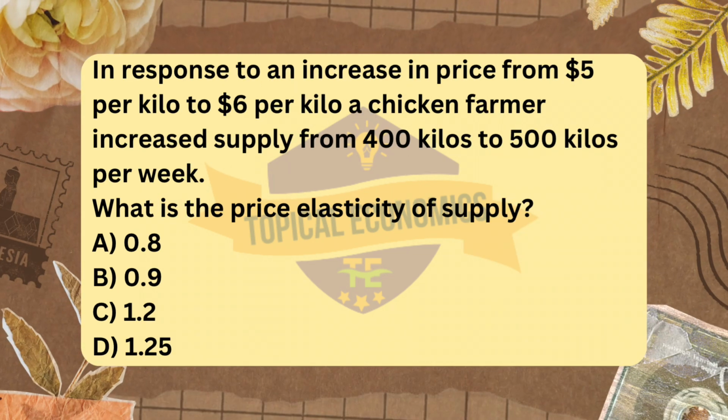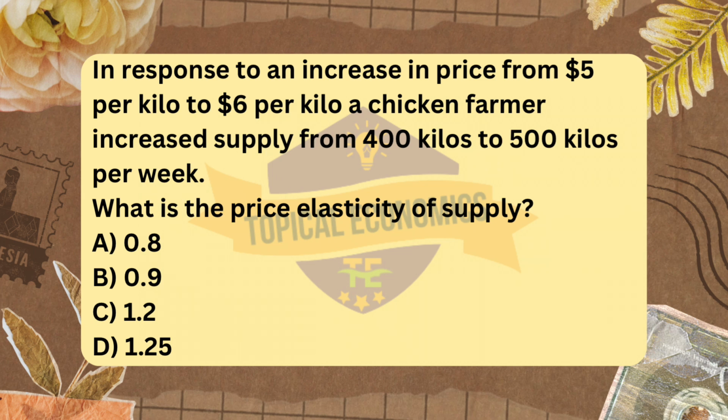Moving to question 12. In response to an increase in price from $5 per kilo to $6 per kilo, a chicken farmer increased supply from 400 kilos to 500 kilos per week. What is the price elasticity of supply? A. 0.8. B. 0.9. C. 1.2. D. 1.25. Reference, 2017 May-June version 2. The correct answer for this question is option D.